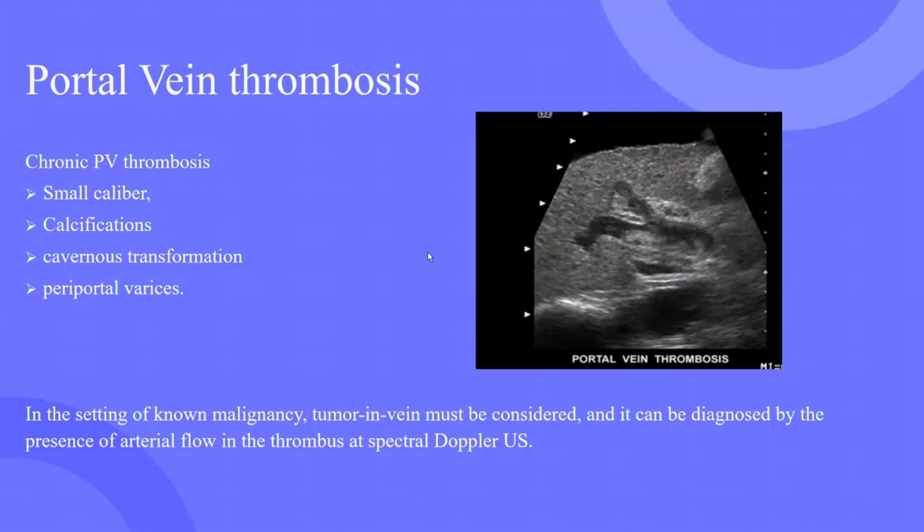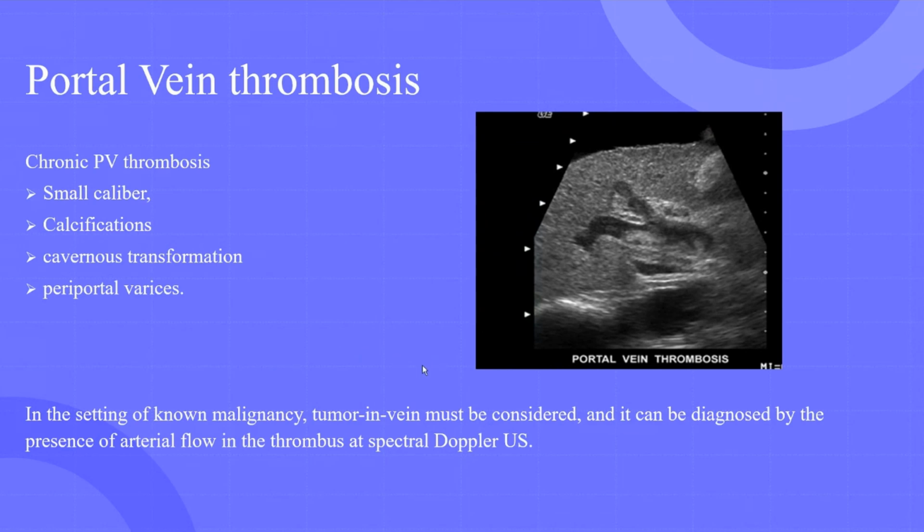For chronic portal vein thrombosis, you can see small vessel caliber, calcification within the thrombosis, cavernous transformation, and peripheral varices. In the setting of malignancy, tumor in the vein must be considered. It can be diagnosed by the presence of arterial flow in the thrombus on spectral Doppler ultrasound.